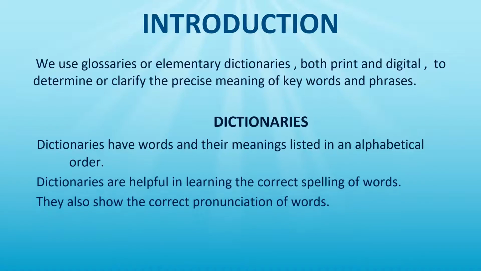Now, dictionaries are helpful in learning the correct spellings of words. They also show the correct pronunciation of words. So the dictionary also helps us with the correct pronunciation. If you want to spell any word, like dictionary itself, they will write it down in such a manner that you will pronounce the correct word. The correct pronunciation comes with dictionaries.